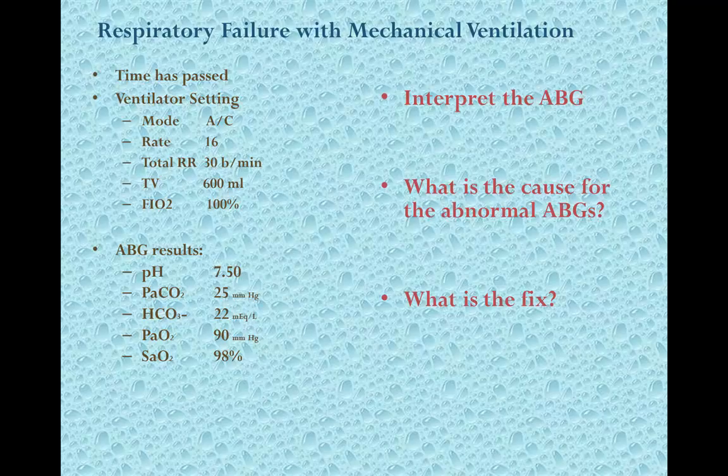The ventilator setting has been changed. We still have an assist control mode. We have a rate of 16, but the total respiratory rate is 30, and the tidal volume is set at 600 mL with an FiO2 of 100%. ABGs were drawn. Here are your ABG values.